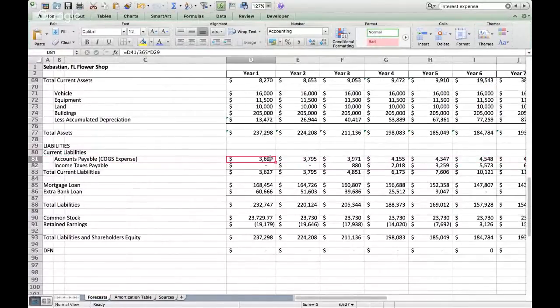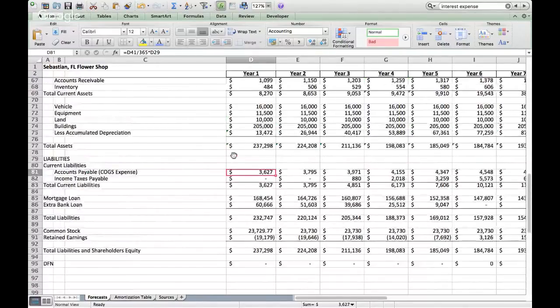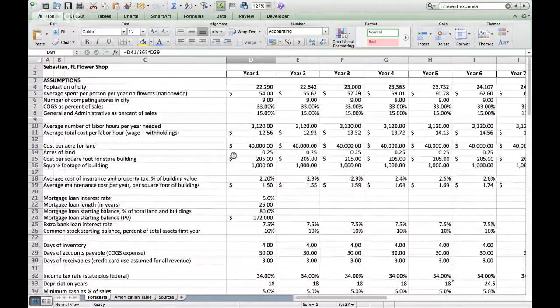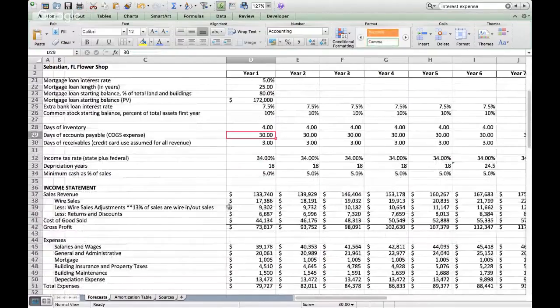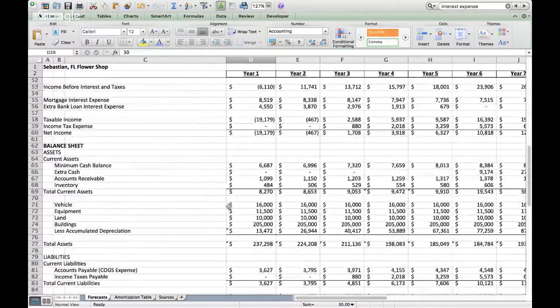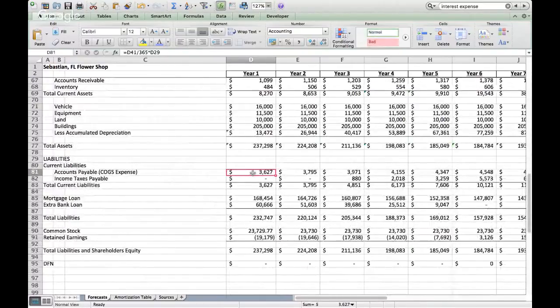And our accounts payable, we found that by multiplying days of accounts payable, which we determined to be 30. I just decided that that was a pretty average number. So we decided to go with 30 for our days of accounts payable. So we take times 365, and then you divide cost of goods sold by that number, which gave us 3,627 in the first year.